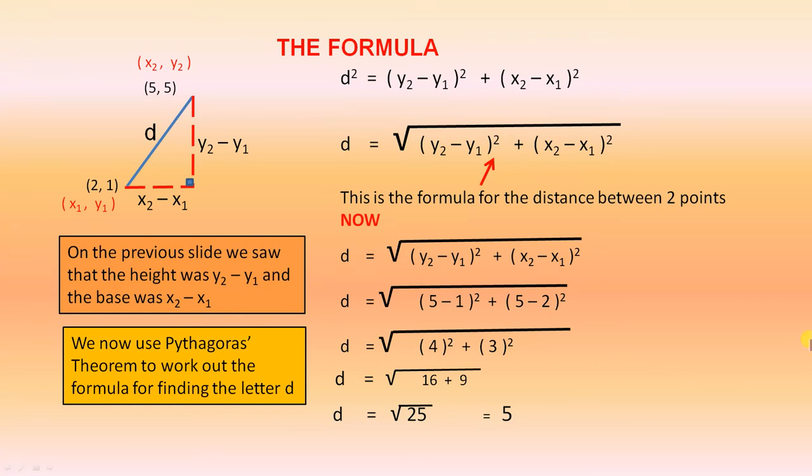So this video has given us a simple example which illustrates how to find the distance between 2 points on a number plane. And we've seen how we set it up with a right angle triangle. We've seen how we use Pythagoras' theorem to arrive at the formula, and then we've seen how to use the formula to actually find the distance between the two given points.